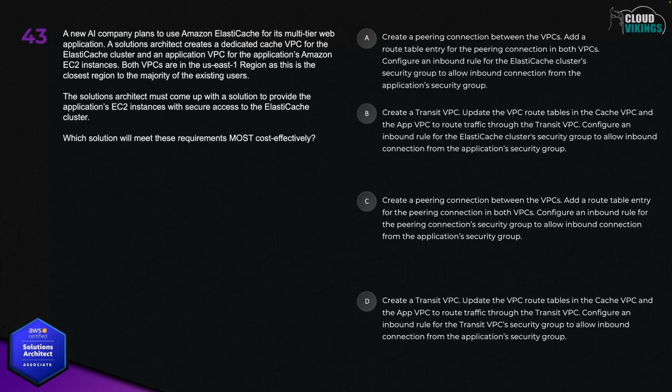C. Create a peering connection between the VPCs. Add a route table entry for the peering connections in both VPCs. Configure an inbound rule for the peering connection security group to allow inbound connection from the application security group.